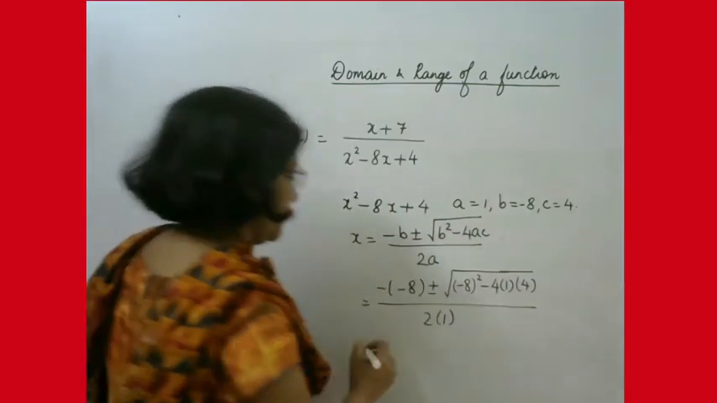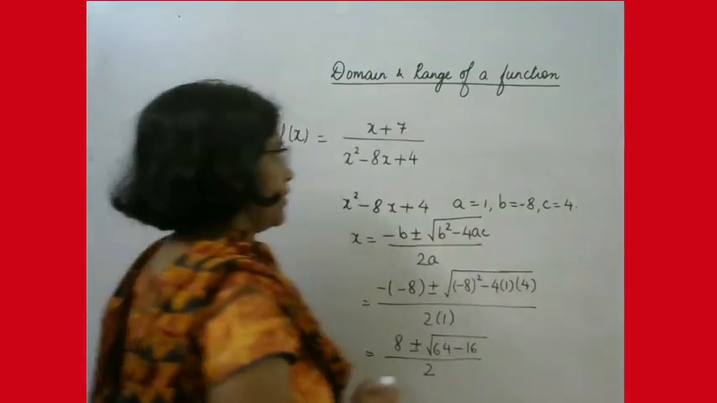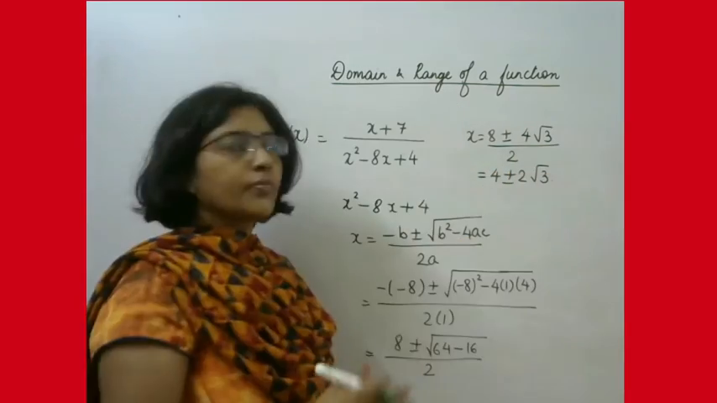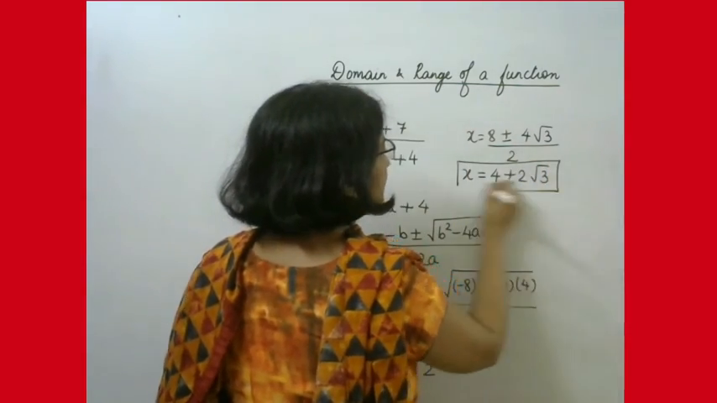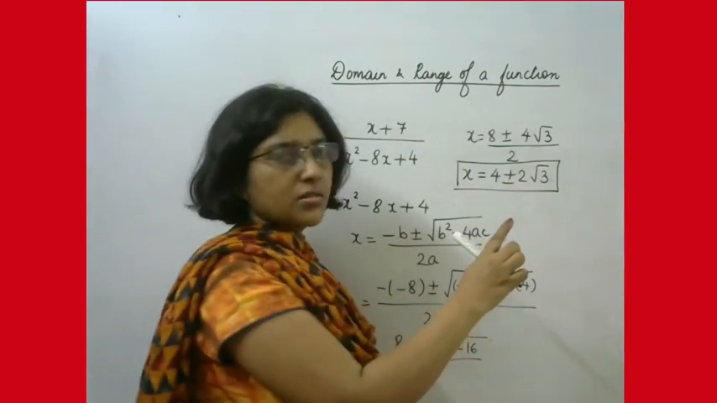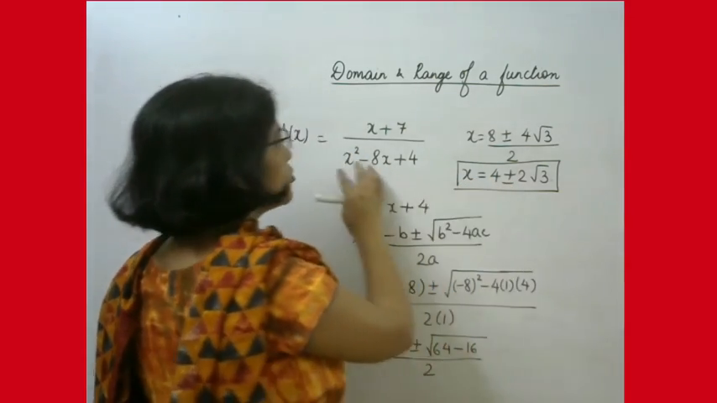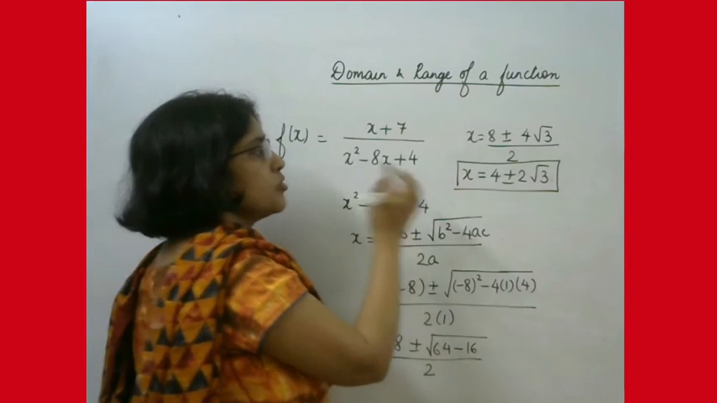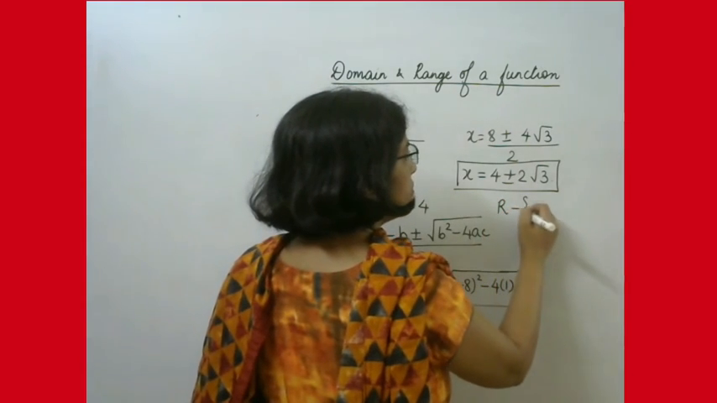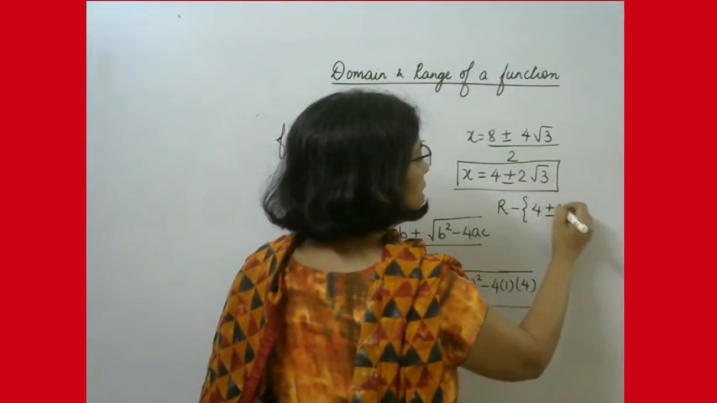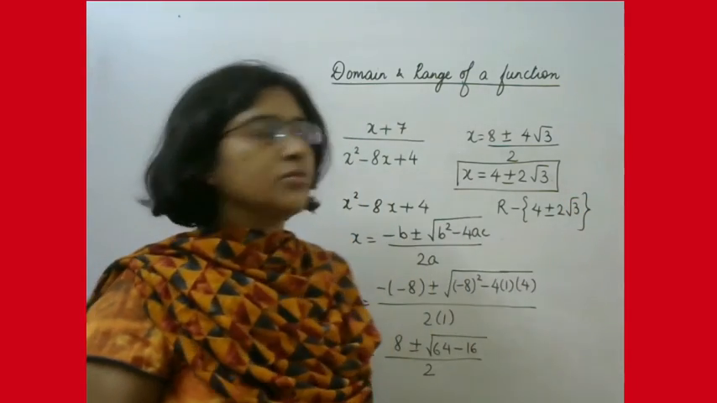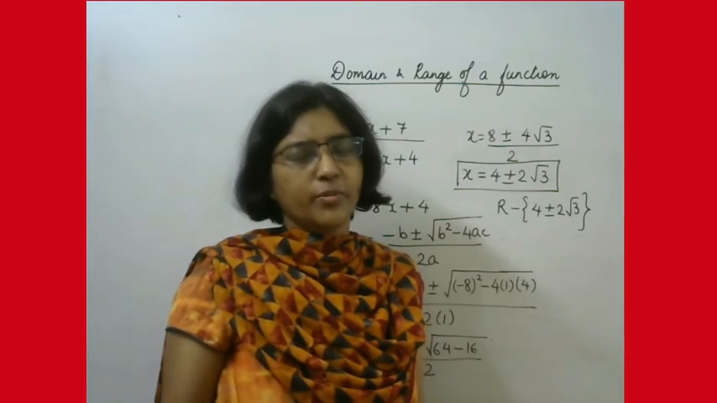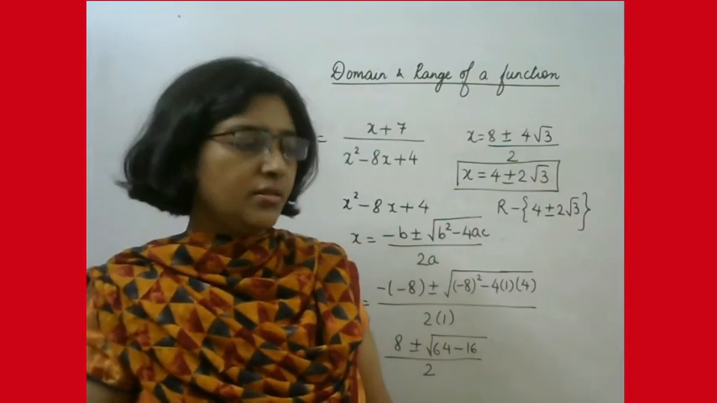Simplify this. On simplification, we will get the value of x as 4 plus minus 2 root 3. These values are going to make the denominator 0. So remove it from real numbers. That is the domain. So whichever terms are making the denominator 0, you need to remove that for rational functions.